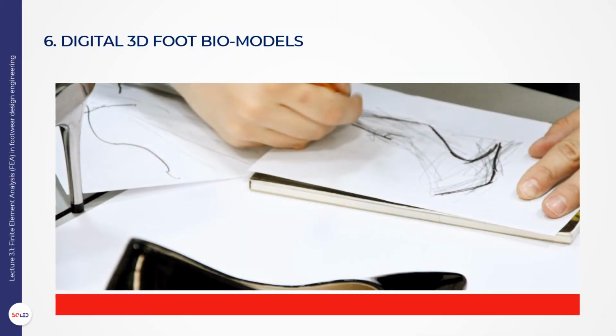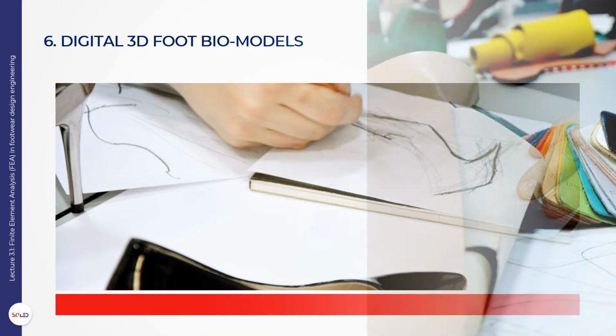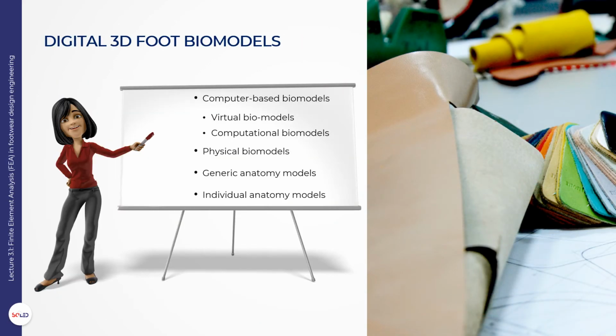Digital 3D foot biomodels. Medical models or biomodels are identical copies of the geometry and morphology of the human biological structure and are divided into two categories: computer-based biomodels and physical biomodels. Computer-based biomodels are divided into virtual biomodels that are used to display human tissues and implant design, and computational biomodels that are manufactured for the industrial analysis of biological structure.